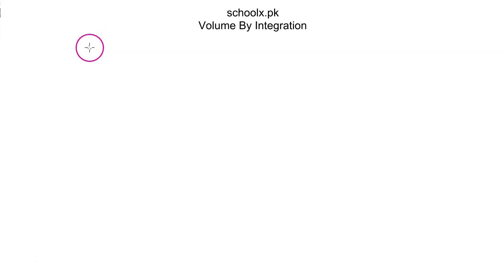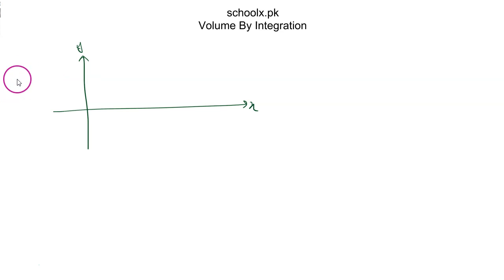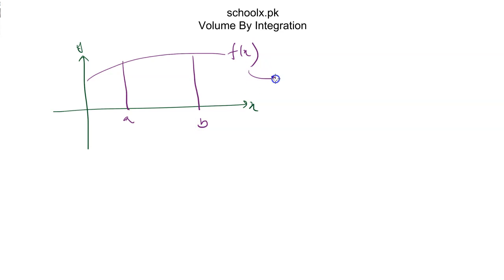In this lecture, we'll learn how to find the volume under the graph by integration. Let's say I have this graph right here. This is my y-axis, this is my x-axis, and my curve is this f of x, and they ask us to find the volume if f of x is rotated 360 degrees about the x-axis, right? So I'll simply use this formula.